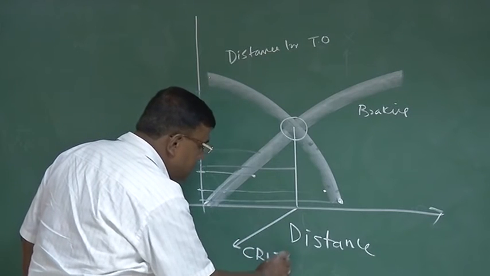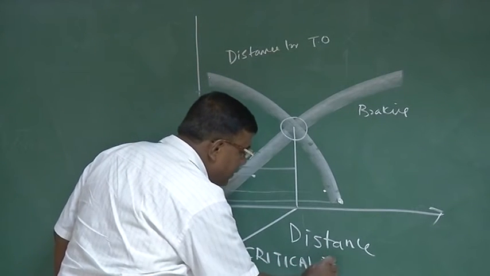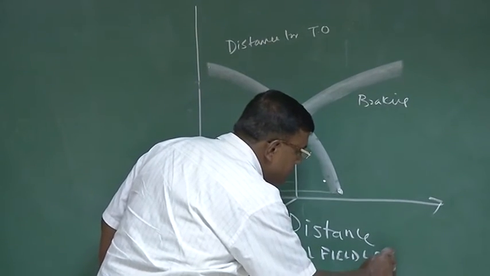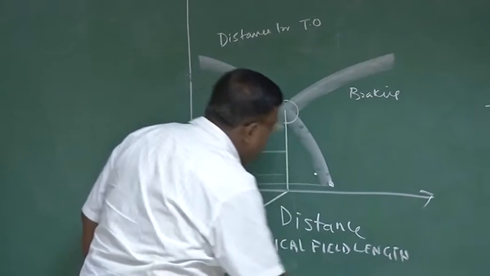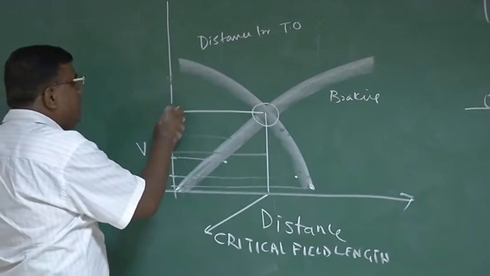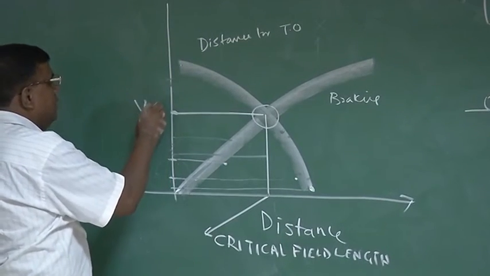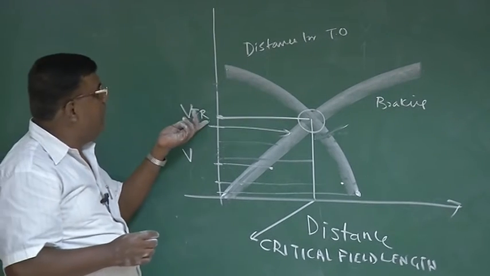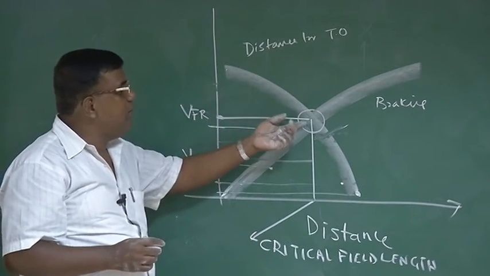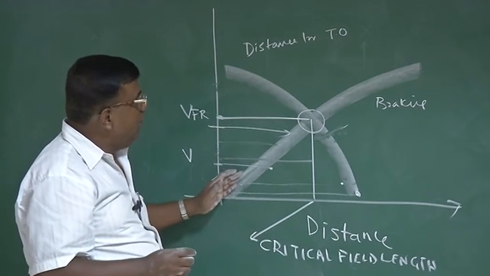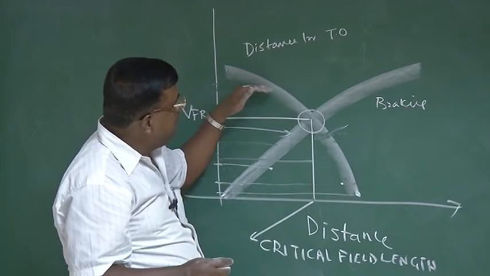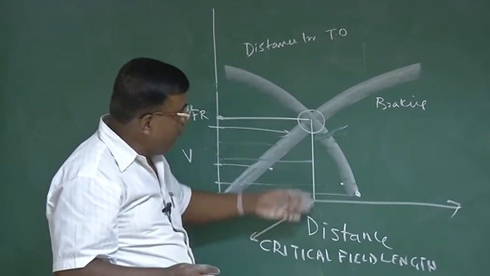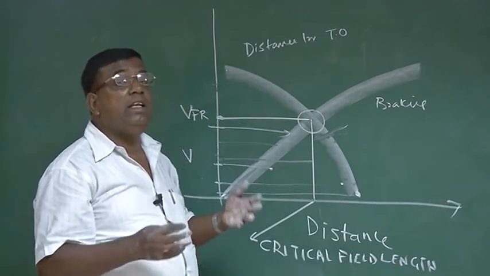critical field length. And this corresponding speed is called VFR. Let's try to understand this graph. This is VFR, failure recognition speed, at which your braking distance and distance to takeoff are the same. That's why this is called critical field length or balanced field length.